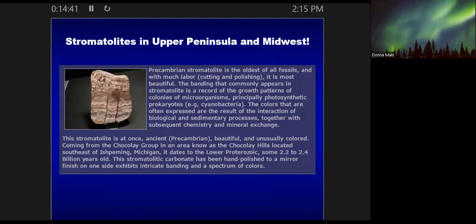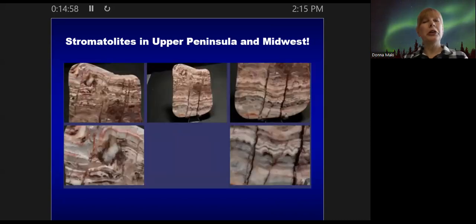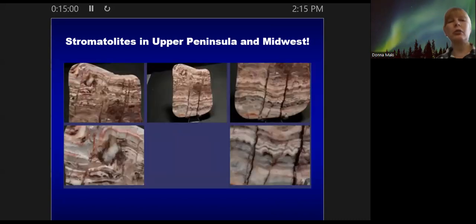Chocolate Hills, located southeast of Ishpeming, Michigan. 2.2 to 2.4 billion years old. So we do have our own stromatolites here. Not as old as most of the oldest ones, which so far are showing up in Australia, along the coast of Australia. But we have our own here. Here's more very beautiful fossilized stromatolites.